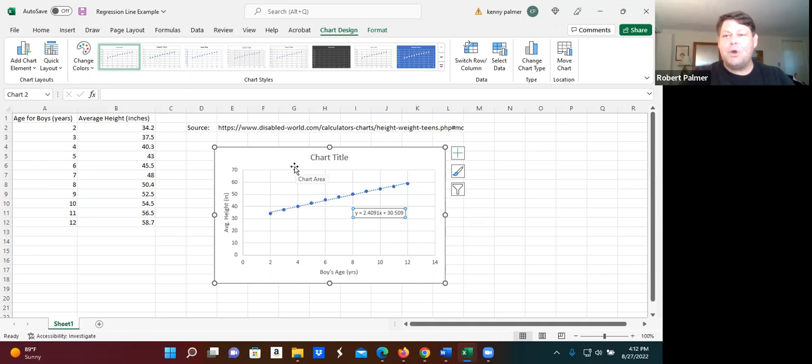Now, briefly, let's go back to our description a minute ago. In fact, let's talk about this line and talk about the other ideas of interpolation and extrapolation.